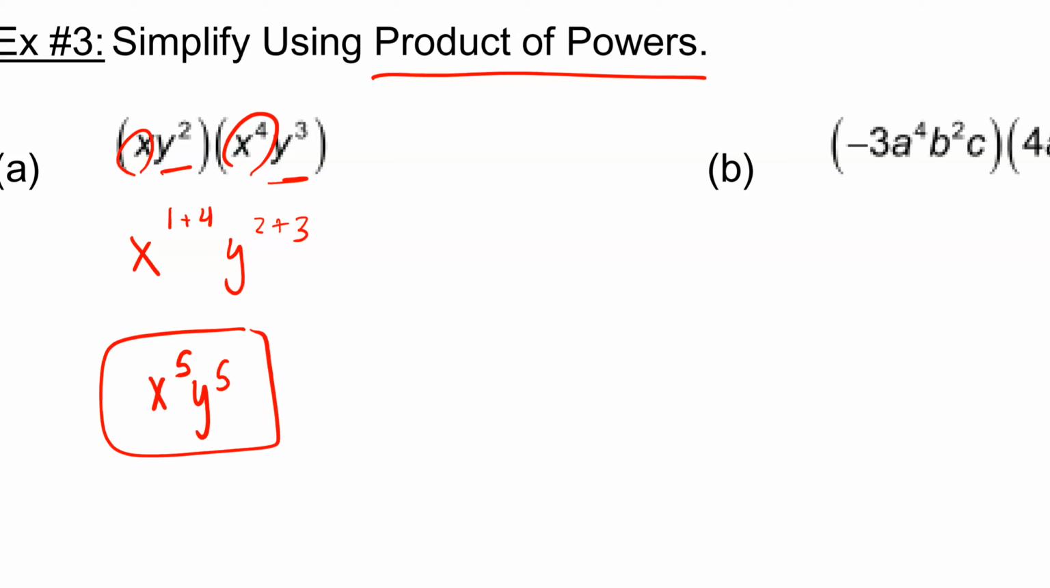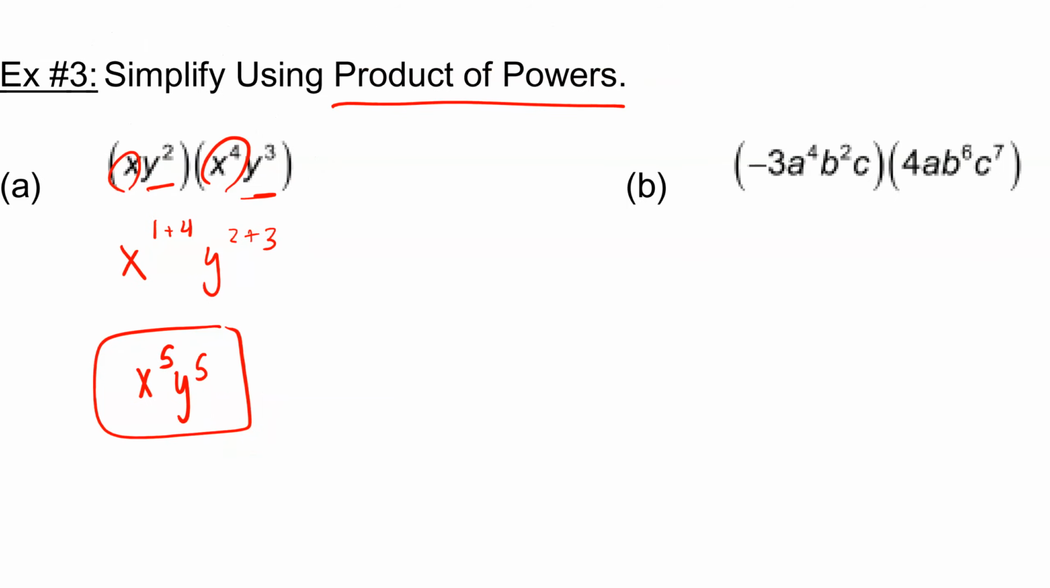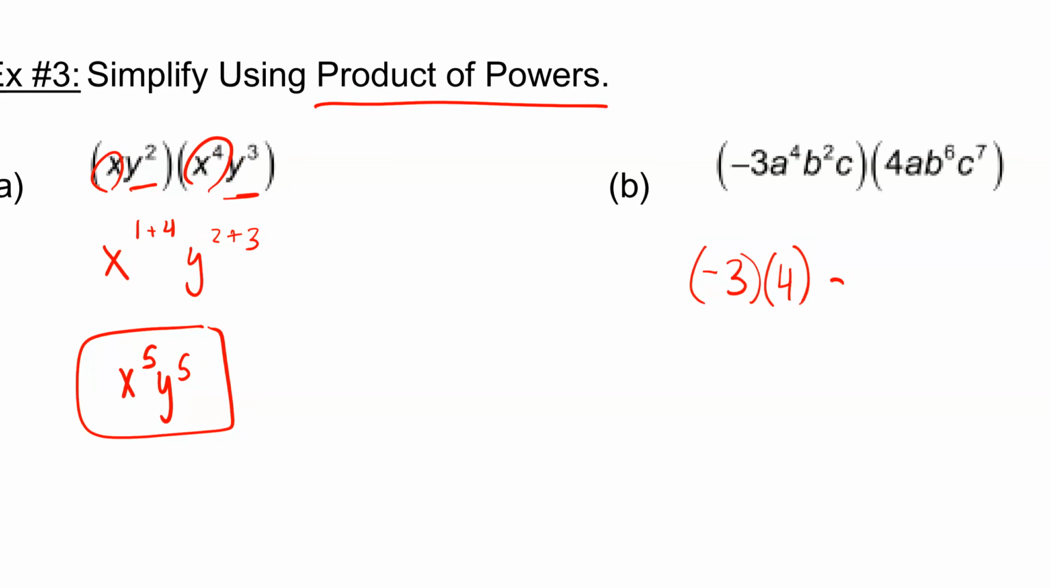So x to the fifth times x to the fifth times y to the fifth. I want you to try B. Try out B, we do it the same way. Notice that they're being multiplied. The bases are being multiplied, so you add the exponents. So we're multiplying the bases together. What about the negative? Which means we add the exponents.